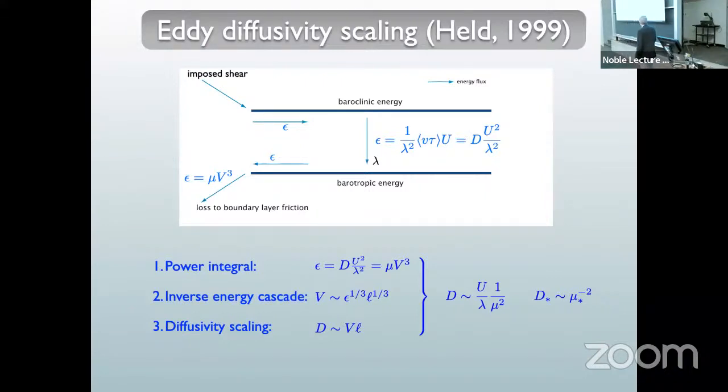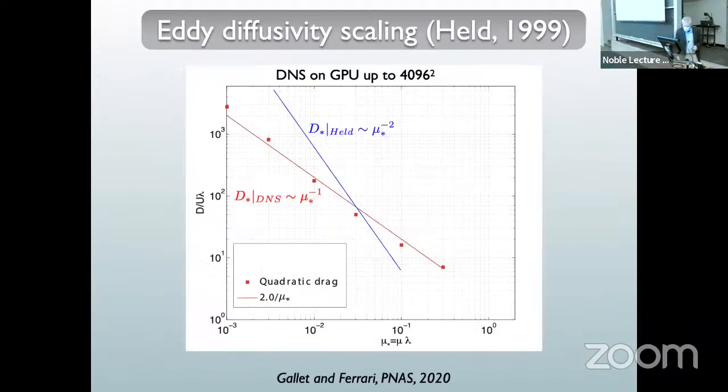But if you use these two arguments, and this one requires an energy cascade, so how energy is transferred across scales, you can predict what the diffusivity is in terms of the dimensional parameters, because now you have two equations to construct V and L in terms of external parameters. And it turns out that the non-dimensional diffusivity should depend as mu star to the -2. That was a prediction made by Held in 1999. Held is a brilliant scientist, so he already realized that.